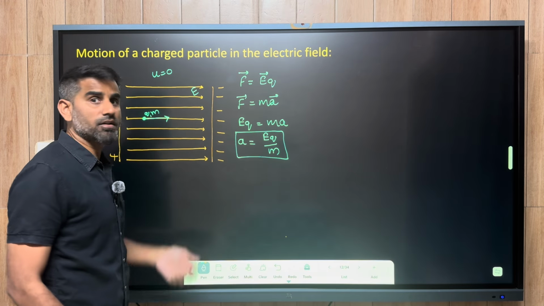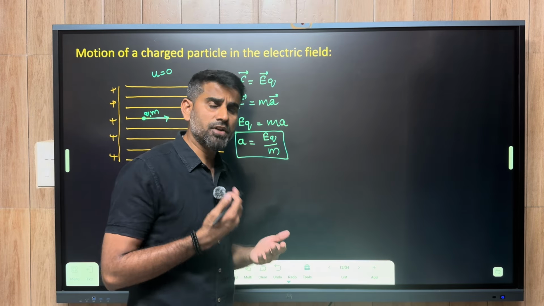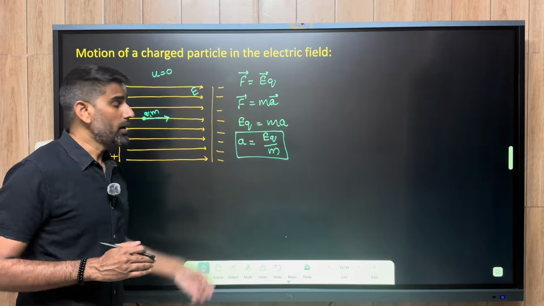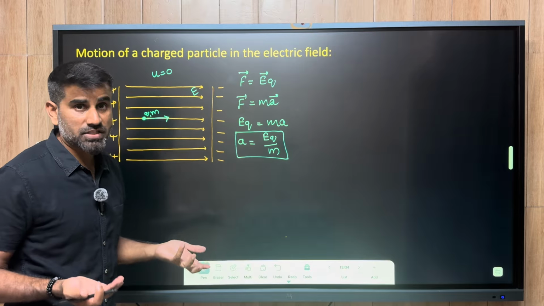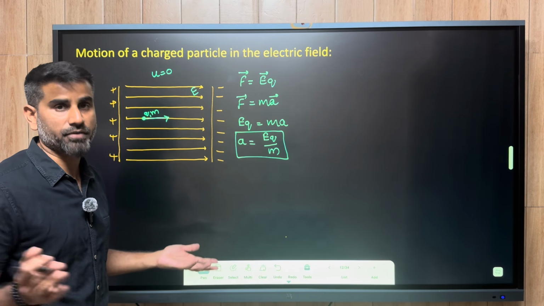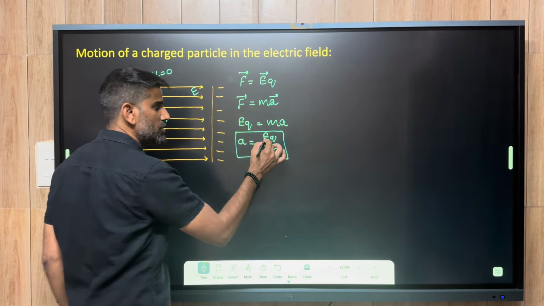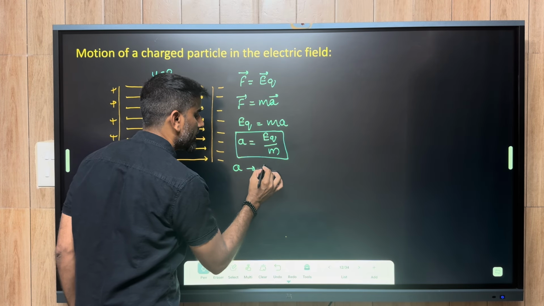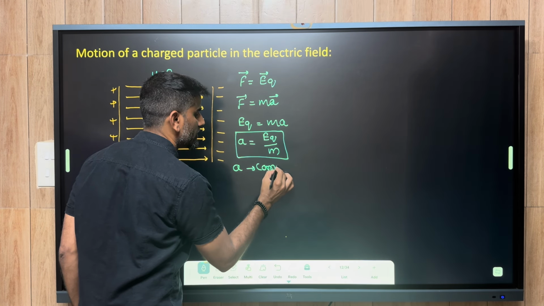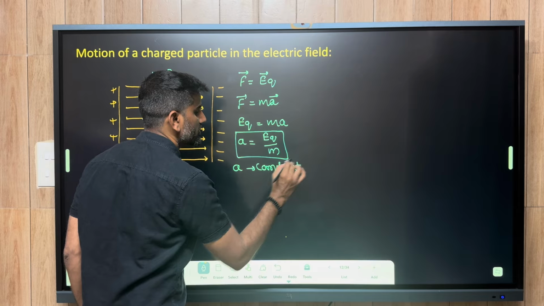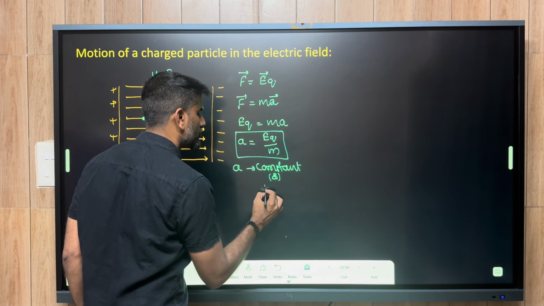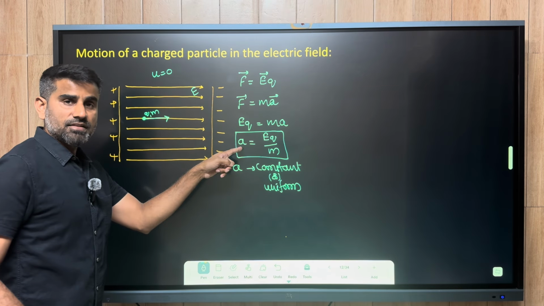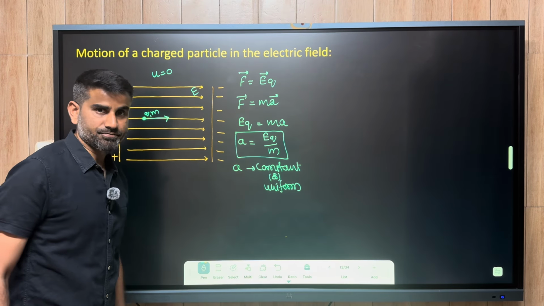And Q, the charge of the particle, does not change with the medium, or even if it moves with the speed of light. Mass M is the mass of the particle, which is also not changing as the particle is not moving with the speed of light. So as E, Q and M are constants, A can be considered constant, which can also be represented as uniform. That means this is the case of uniform acceleration.